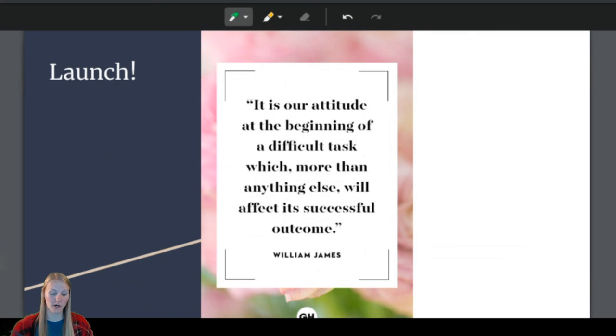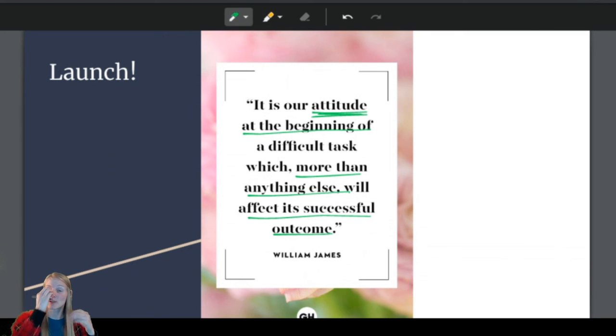That's a lot of big words, but let me break it down. It is our attitude. Attitude is important. At the beginning of a difficult task, so when you start to do something hard, your attitude at the beginning of something really hard affects its outcome more than anything else.